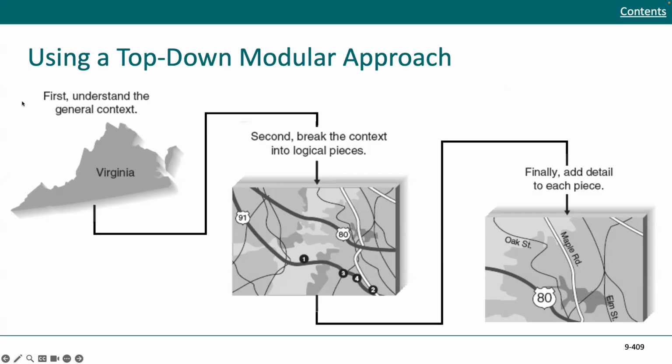And so here would be a way of thinking about that. So first, we understand the general context. So maybe we're going to be operating in the state of Virginia. Second, we break the contents into logical pieces. And so maybe we're talking about a general locale, a city, a county, or something like that. And then finally, we add details to each piece, a more precise location, getting into part of a city, a suburb, or something like that.